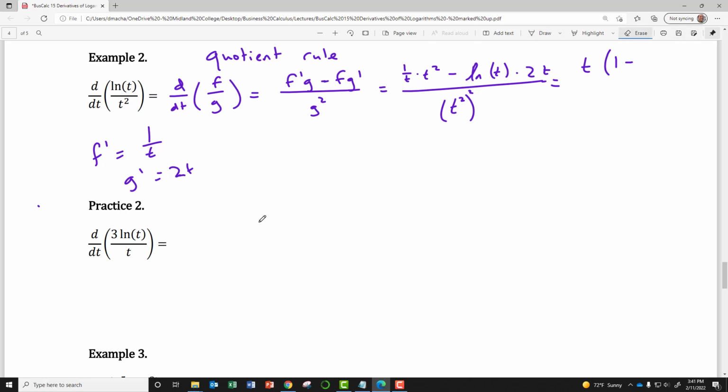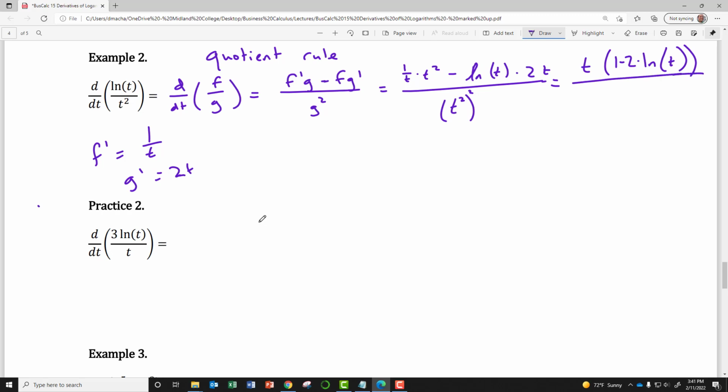Let me rewrite that. It's bad handwriting. 1 minus 2 natural log t. It's supposed to be 1 minus 2 times natural log t. Okay, took me a few tries on the handwriting.